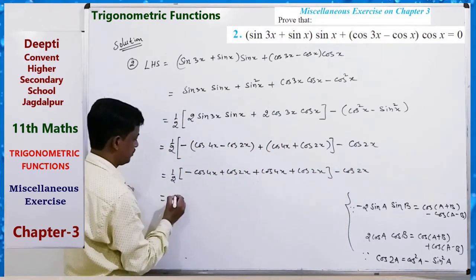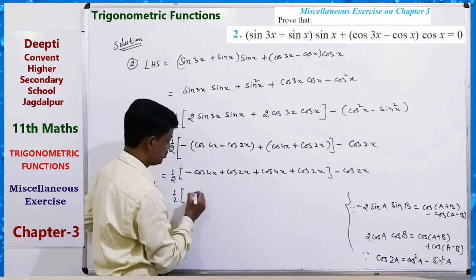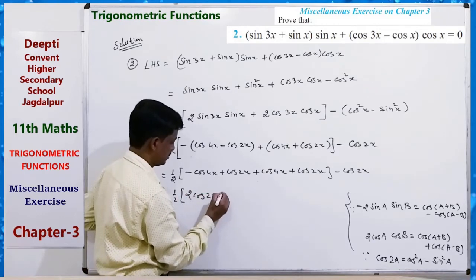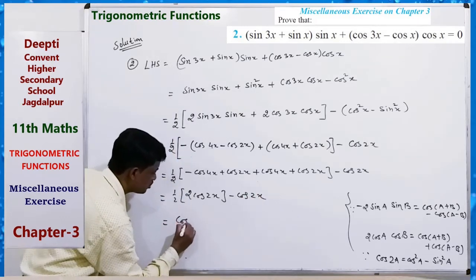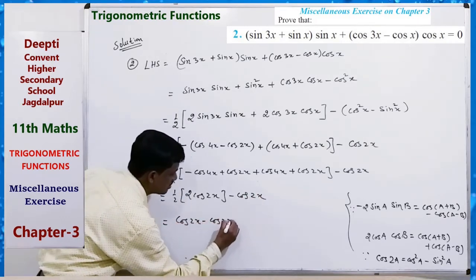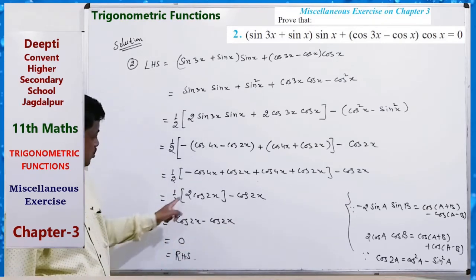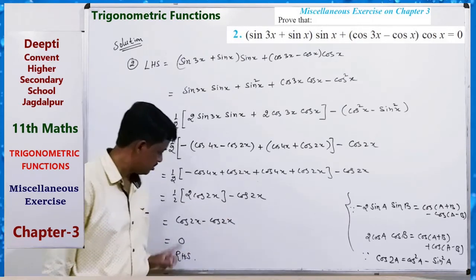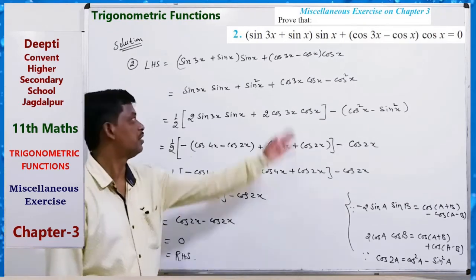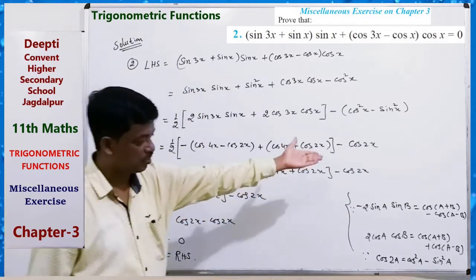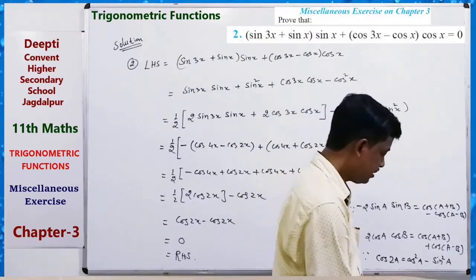This is equal to what? This cancels, and cos 2x, 2 times of cos 2x minus cos 2x. So here cos 2x minus cos 2x equals to what? 0, the right hand side. Clear? So 2 to cancel, cos 2x minus cos 2x equals 0, the right hand side. So we get like this. Here also we use the formula. So after multiplication, just use these 3 formulas. Okay, so you have to know all the formulas. And how can we apply this formula?